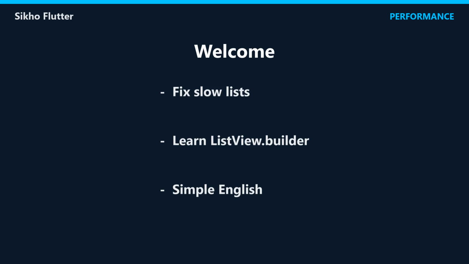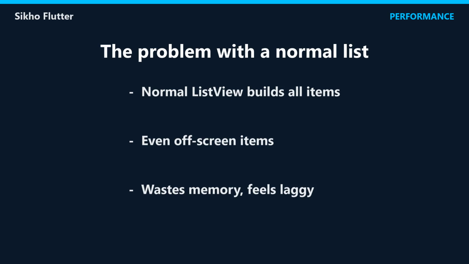In this video you will learn ListView.builder, the right way to show long lists in Flutter, explained in simple English. When you use a normal list view with children, Flutter builds every single item at once. If you have 1000 items, it builds all 1000, even the ones off screen. That wastes memory and makes scrolling slow.